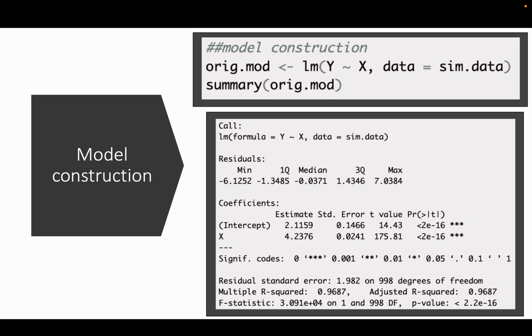Lastly, we can interpret metrics such as multiple R squared, which is approximately 0.9687. This R squared metric suggests that approximately 96.9% of the variation in the outcome variable is captured by the explanatory variable x.